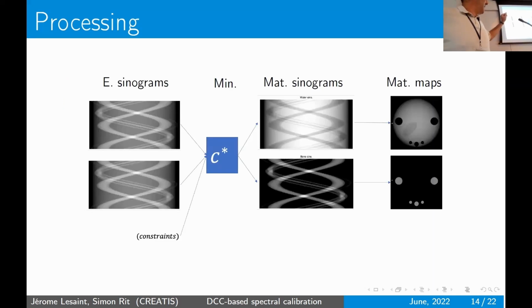Then we feed our consistency minimizer with the 2 polychromatic sinograms and the constraints to get some polynomial coefficients, which once applied to the energy sinograms, we get the material-specific sinograms. And then, using any reconstruction algorithm, we get the 2 material maps.